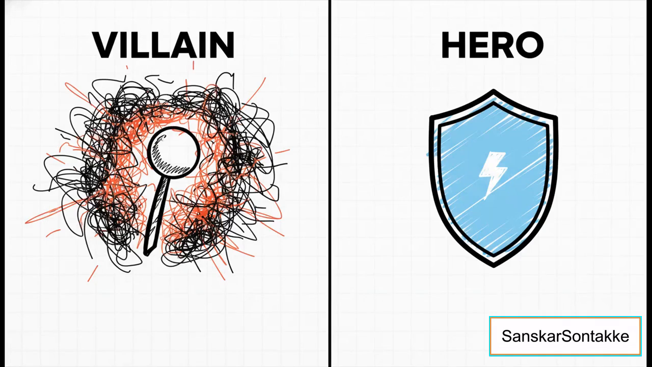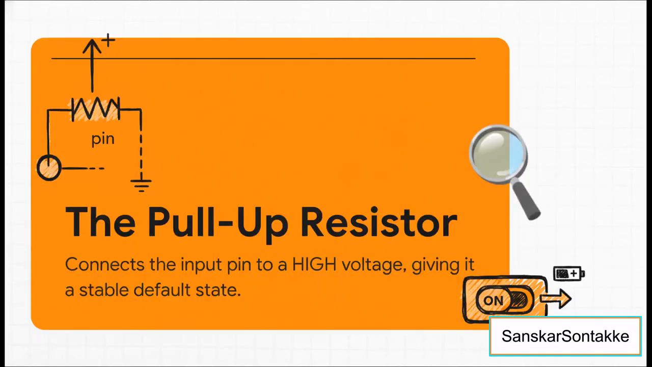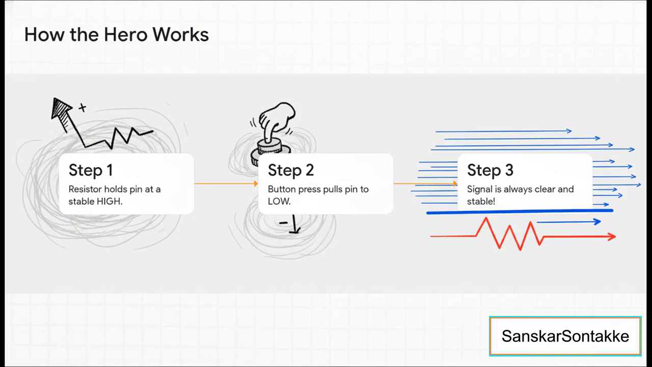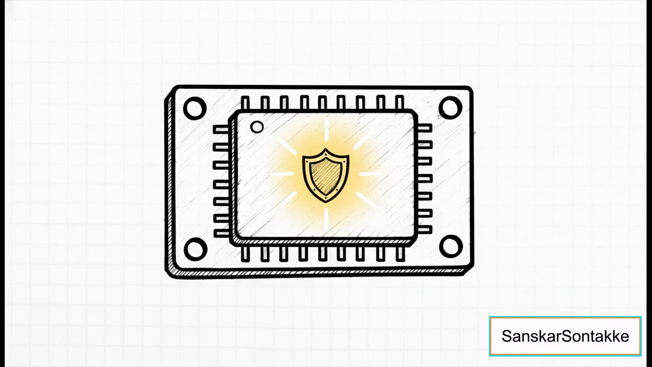But every villain needs a hero to save the day. So, meet our hero, the pull-up resistor. It connects the pin to a stable high voltage. Now the pin has a default high state. When you push the button, it cleanly pulls it low. No guesswork. And here's the absolute best part.